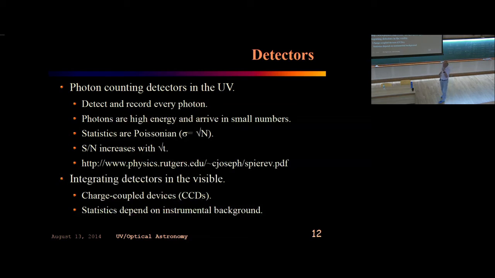So now I'm not limited to detecting one photon per second or one photon per frame or anything. If I detect one photon in 10,000 seconds, that may count as a detection. Well, it won't, because that's one photon plus or minus one. So that's obviously not statistically significant. But let's say I detect 10 photons in 1,000 seconds. Now that gives me a signal to noise of 3. So I can look much fainter. My dynamic range goes to much greater limits than it would if I were just an integrating detector.